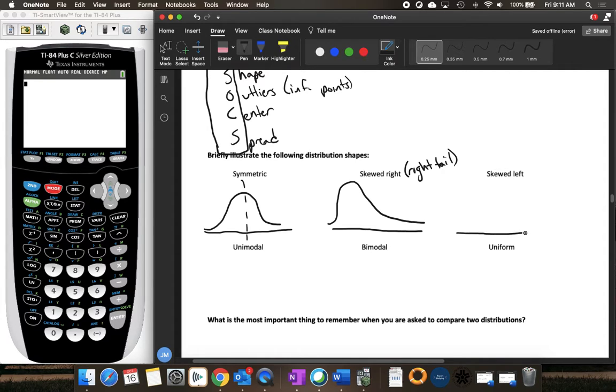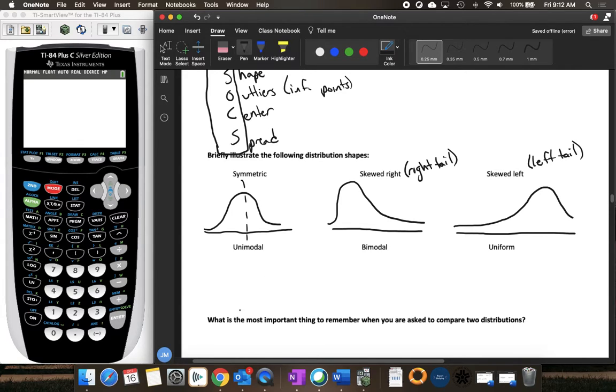So you can probably guess what skewed left is going to look like. It's very similar, except this time your tail is on the left side of your data. And so again, skewed left, you could also think of as being left-tailed. Again, the appropriate way to say those is to say skewed right and skewed left. But if you want to start by saying right tail and left tail until you get used to that, that would be okay for right now.